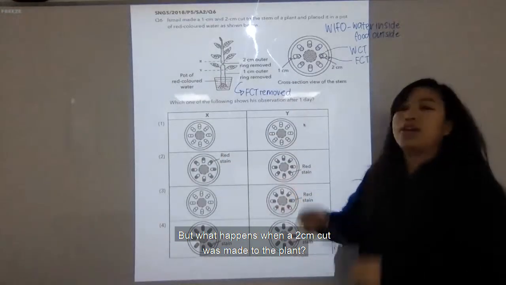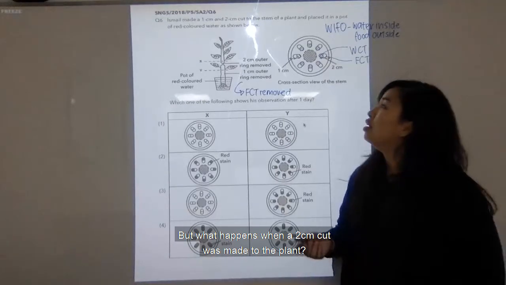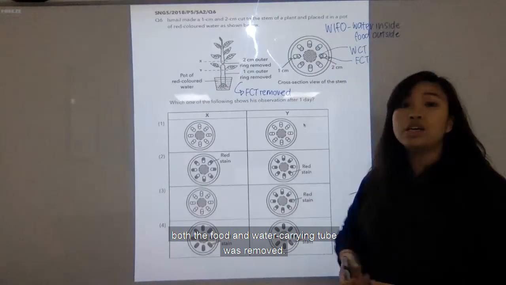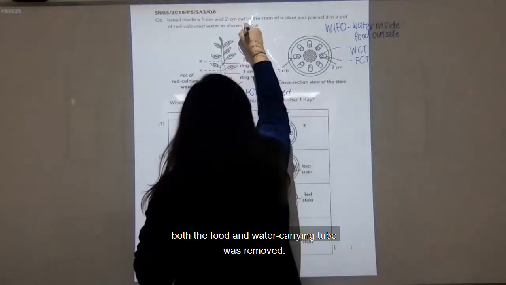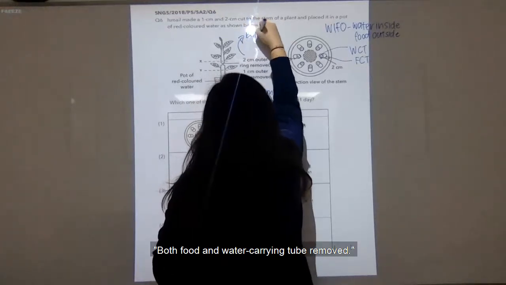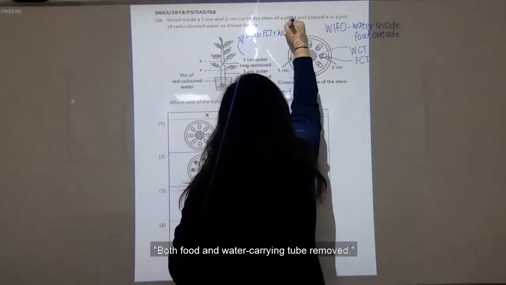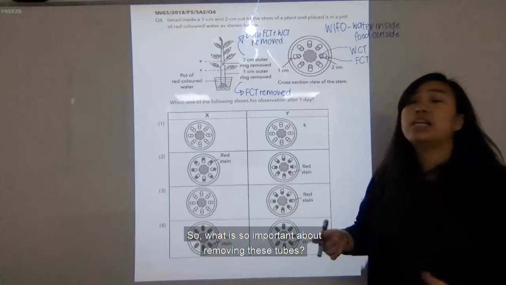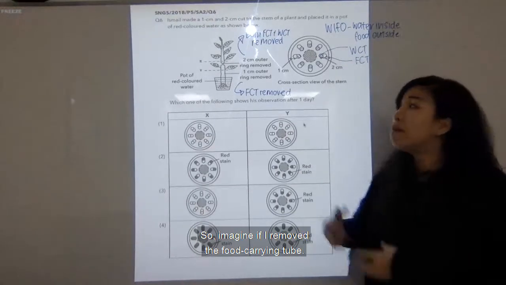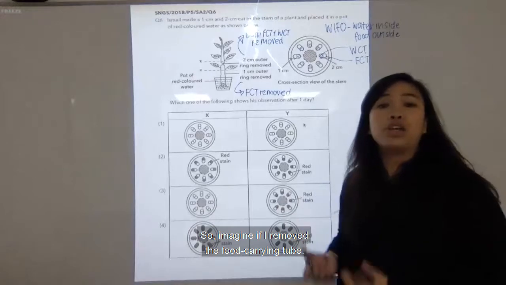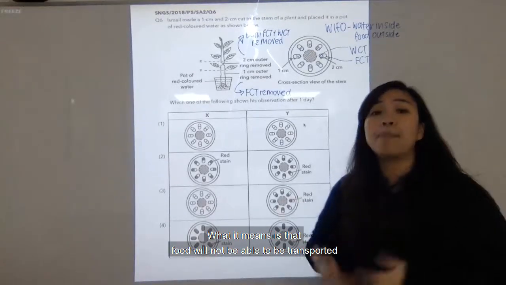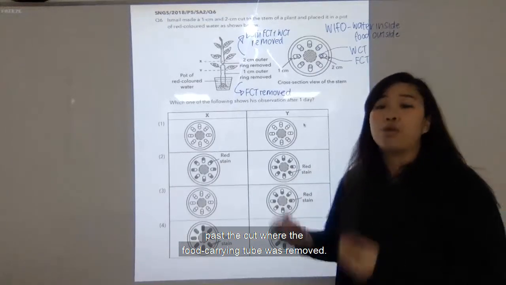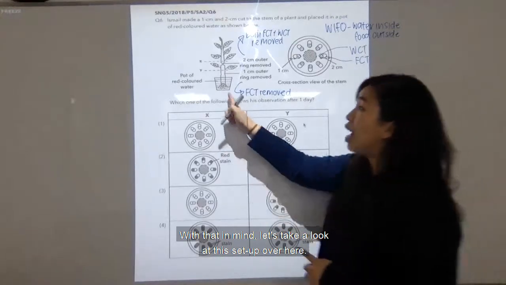But what happens when a 2 cm cut was made to the plant? We can see that when the 2 cm outer ring of the stem was removed, both the food and water carrying tube was removed. So let's write it down. Both food and water carrying tube removed. So what is so important about removing these tubes? So imagine if I removed the food carrying tube. What it means is that food will not be able to be transported past the cut where food carrying tube was removed.